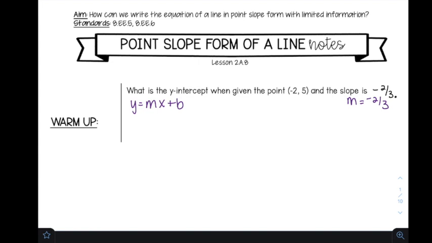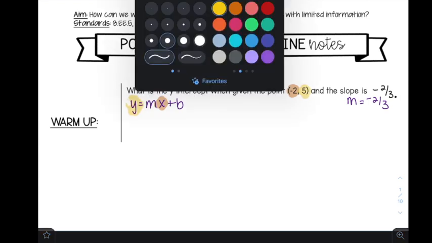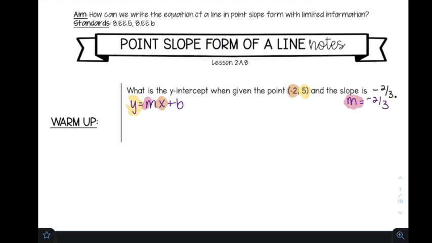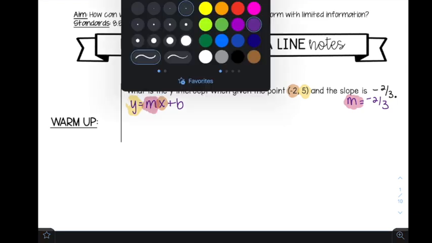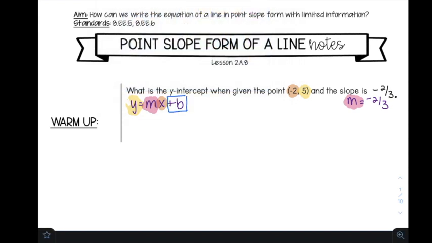So what I'm going to do is I'm going to take my x and substitute in my x value. I'm going to take my y and substitute it in my y. And then I'm going to take my m, my slope, and substitute here. So then we are only actually solving for my b value. So we're going to have 5 equals, let's do -2/3 times -2 plus b. If we multiply everything out on the right, we have -2 times -2/3, so we have 4/3 plus b.